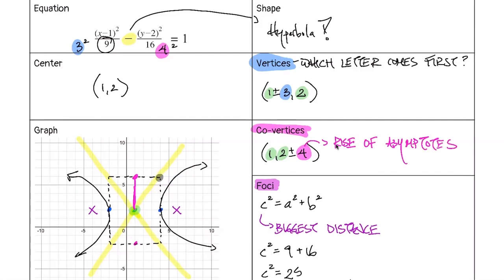What about the run to get from the green point to the black point? How far is that? Three. Like this 3, like the square root of 9, 3, the square root of the number under x, that 3. This gives you the run of your asymptote.